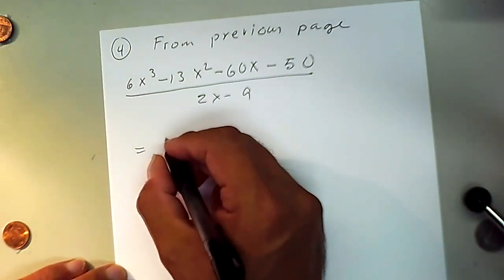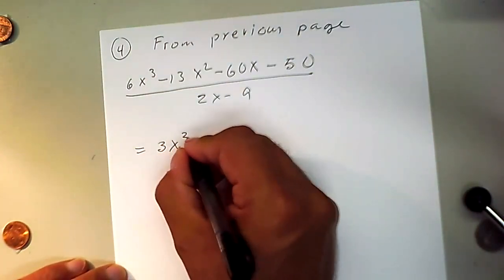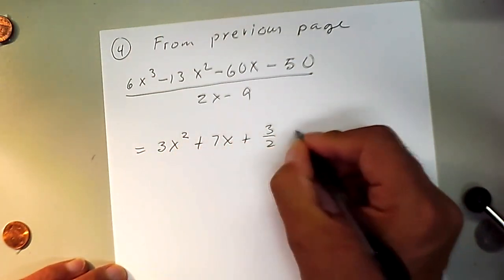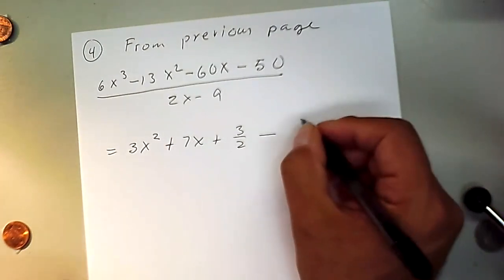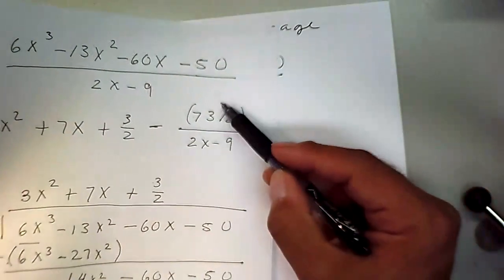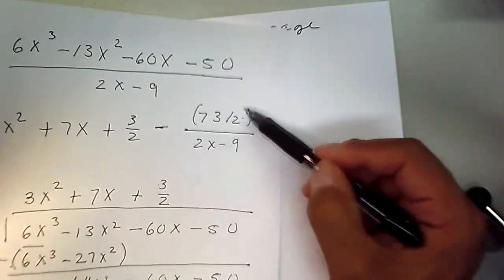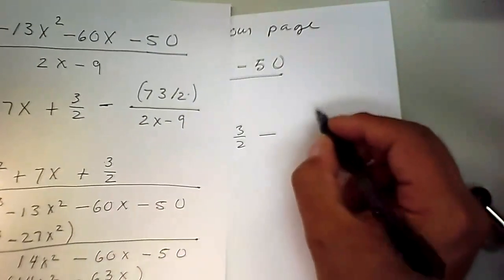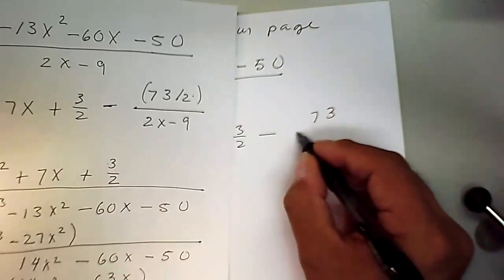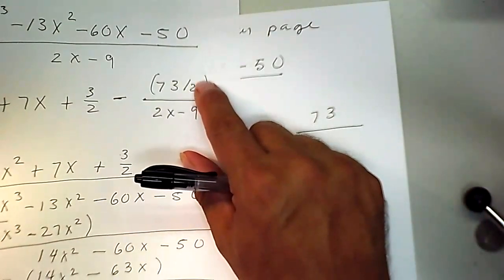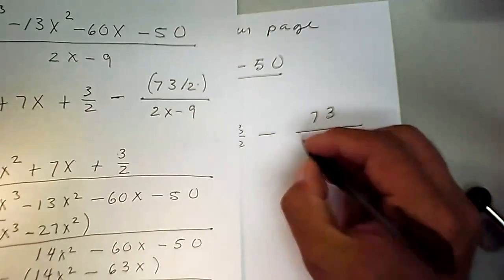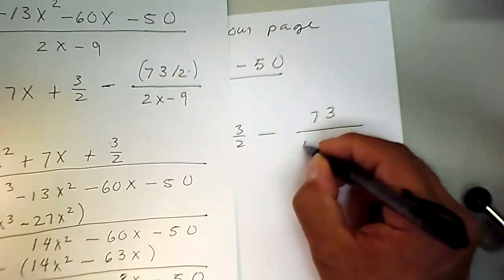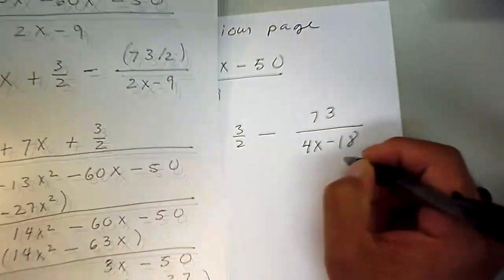Anyway, so this is 3x squared again, as we have written before, plus 7x plus 3 over 2. That is not a problem. The only thing here is that we have a fraction within a fraction, and we really want to simplify this. We want to avoid this situation of a fraction within a fraction. So we can put the 73 in the numerator and then make the 2 part of this denominator. So we can put 4x minus 18, or we can put 2 times. So 4x minus 18 will do.